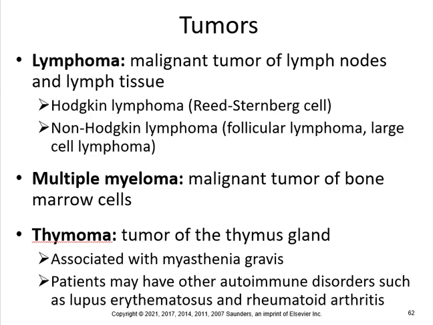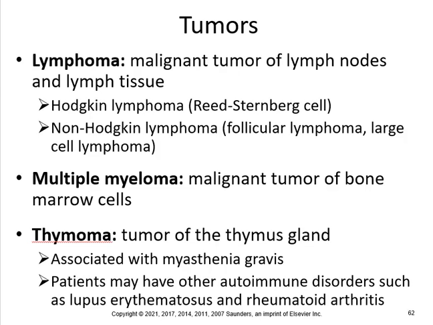Hodgkin lymphoma, Reed-Sternberg cell, non-Hodgkin lymphoma, follicular lymphoma, large cell. Again, we don't need to go into the mechanism of what a Hodgkin lymphoma is or how you get it, just make sure you know what a lymphoma is and the two subcategories. What's multiple myeloma? That's a malignant tumor of bone marrow cells. Thymoma is a tumor of the thymus gland.